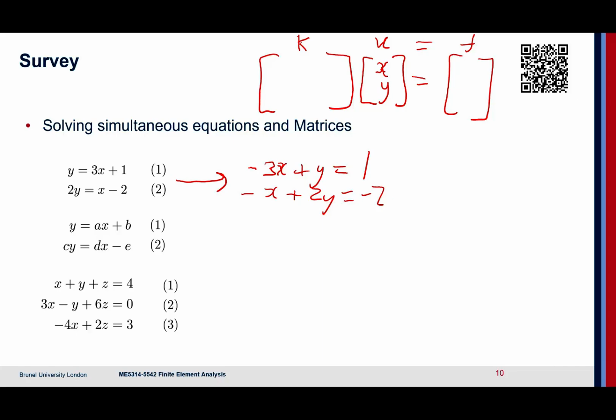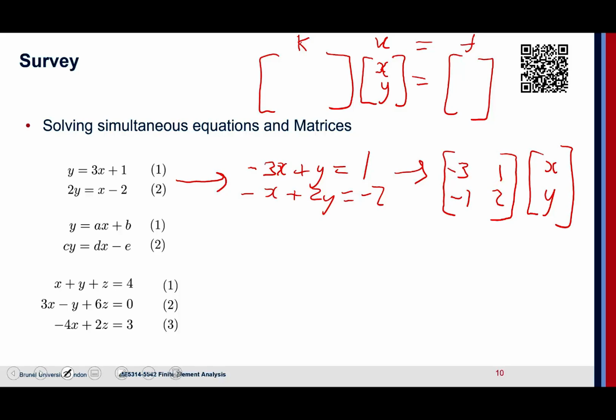And then essentially what we're going to do is rearrange it in a form where this matrix K here, we're going to rewrite in terms of the coefficients. So our coefficient for x is minus 3, and our coefficient for y here is 1. And similarly on the second equation, our coefficient for x is minus 1, and our coefficient for y is 2.